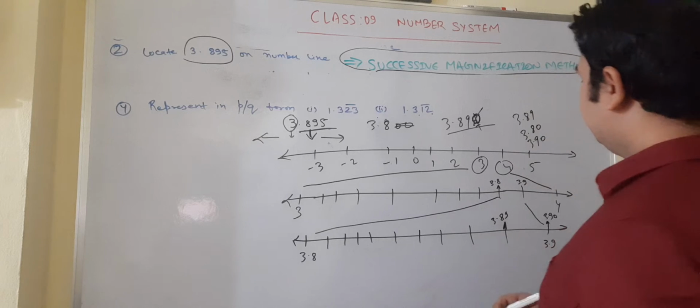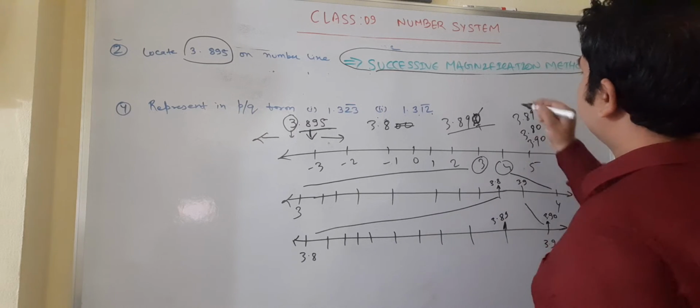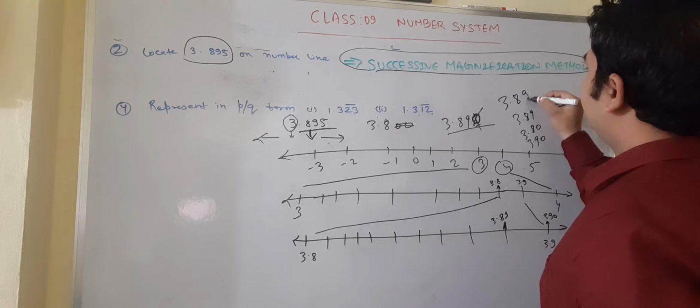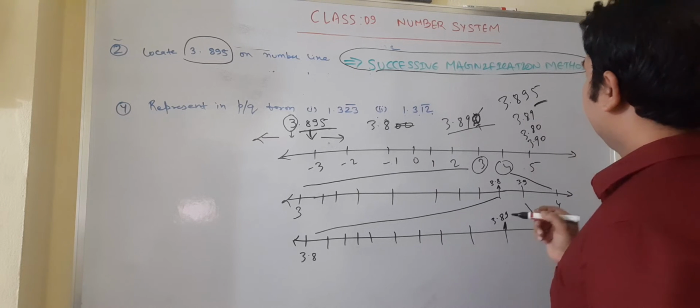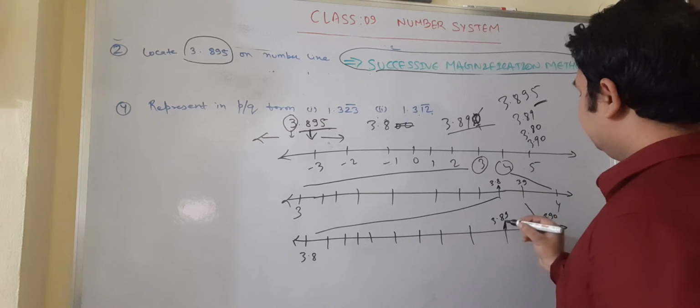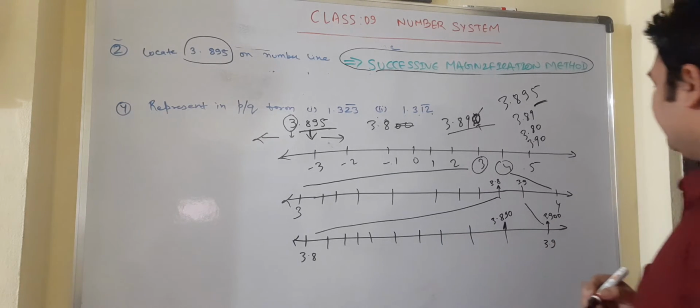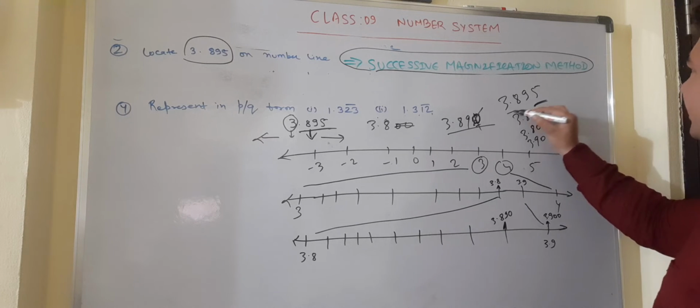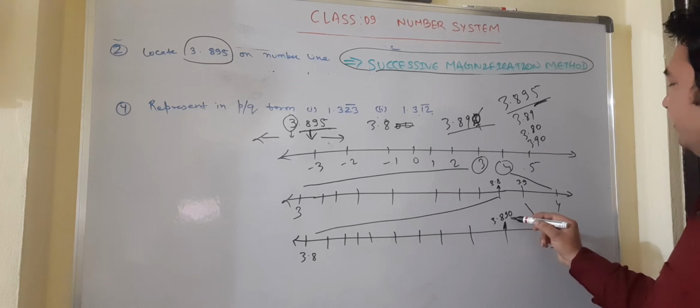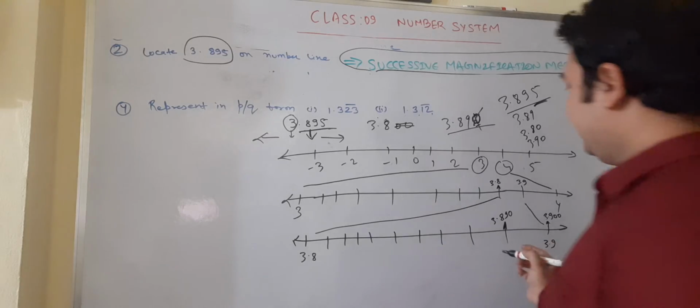Now see what is the last digit. The last digit is, in 3.895, 5. So this is nothing but 3.890 and this is 3.900. Where does this 3.895 lie? Between this and this. So magnify them.